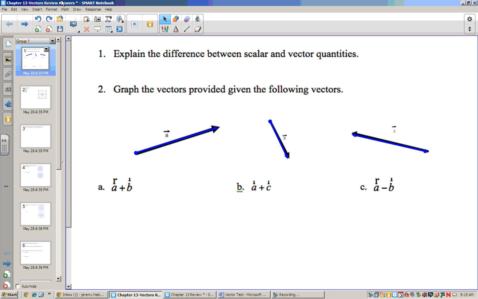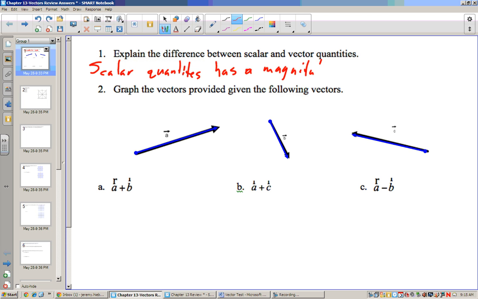Hello, we're going to go through the review for our vectors unit. First question says explain the difference between scalar and vector quantities. Well, scalar quantities have a size or magnitude. So an example of that would be running 10 miles an hour. That would be a scalar quantity.